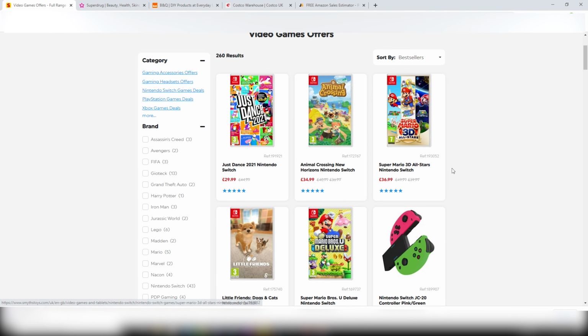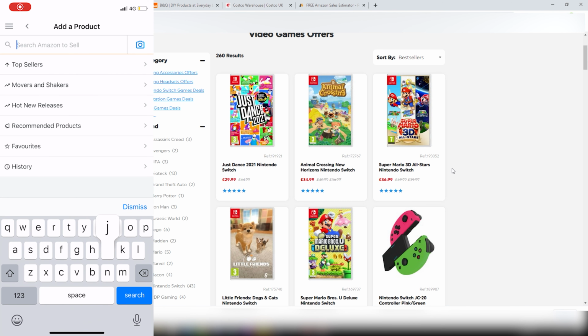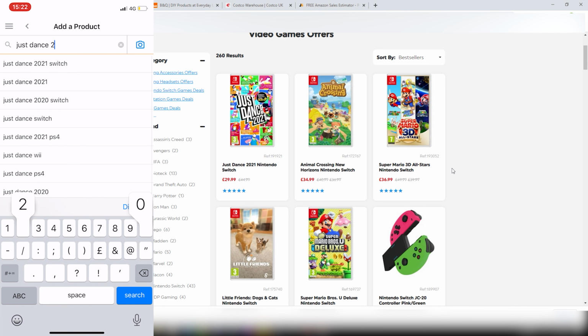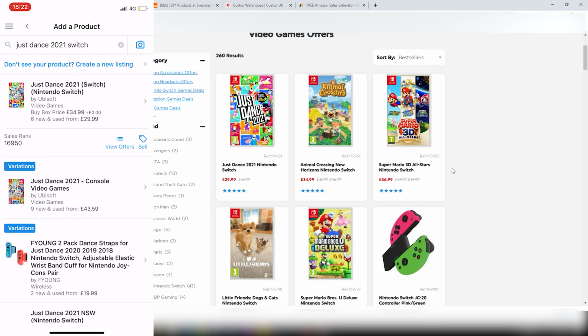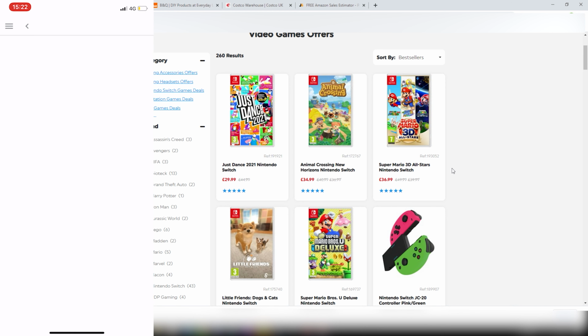And the best way to check the product is actually to get your phone. So there you can see the Amazon Seller app, that's my app. And I'm just typing in the name of the product, which I'm trying to see if there's money to be made in it. And as you can see, it's just there at the top, the one for the Nintendo Switch. So we'll click on that.